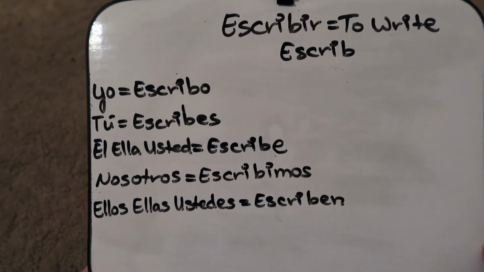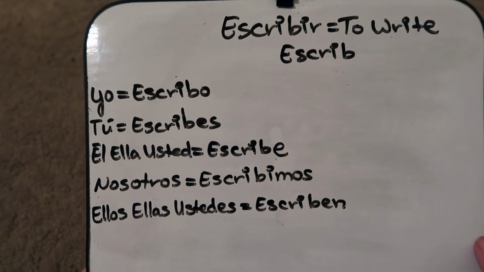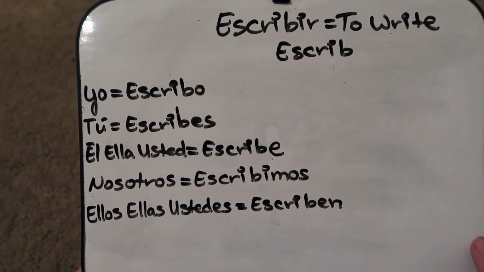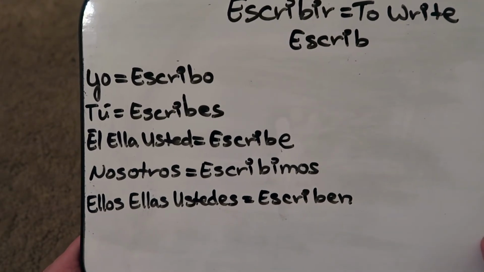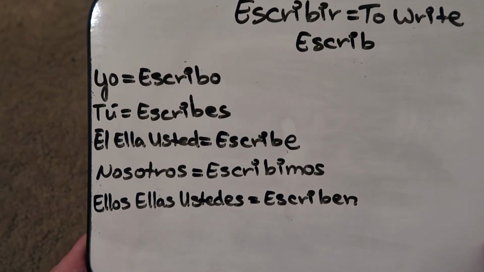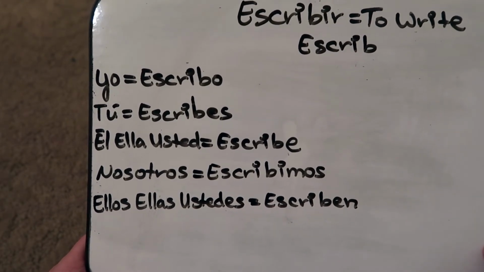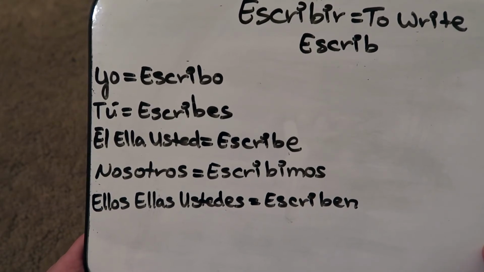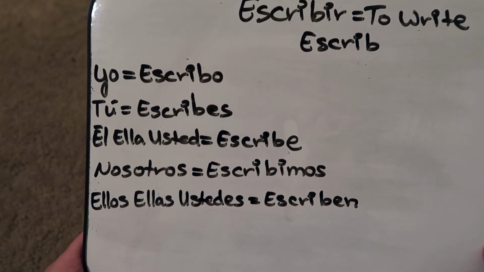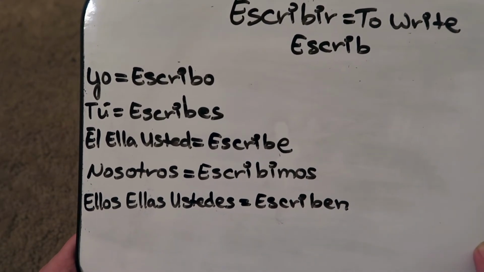Here's an example of conjugating an IR verb. This is the verb escribir. Escribir means to write. We're going to take off the IR and we're going to put on one of the new endings. So we have yo escribo, tú escribes, él, ella, usted escribe, nosotros escribimos, ellos, ellas, ustedes escriben.